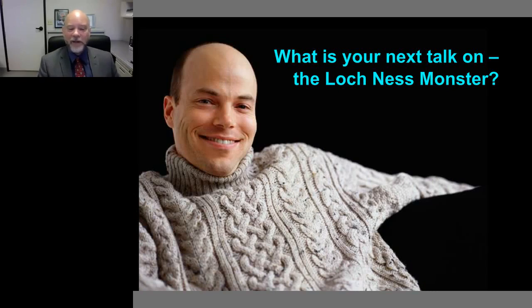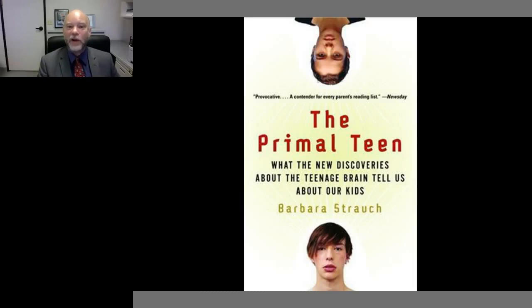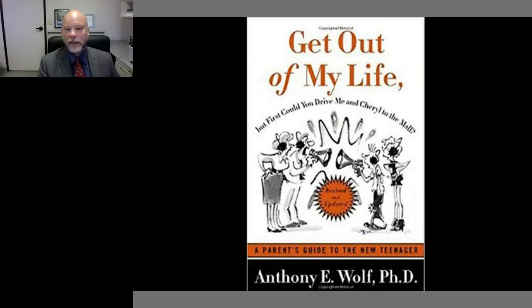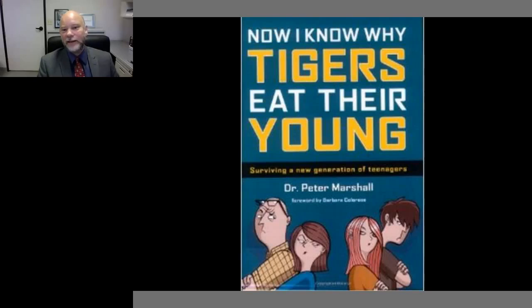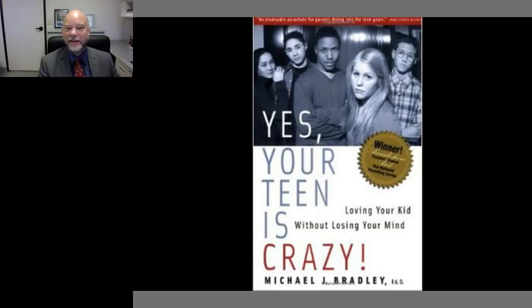But what I hope to convince you is that the teen brain is not broken, not defective. It's as it should be. This notion that teen brain is an oxymoron, that is an example of biology gone wrong, is reinforced in several books, such as The Primal Teen. Get out of my life, but first could you drive me and Cheryl to the mall? Now I know why tigers eat their young.